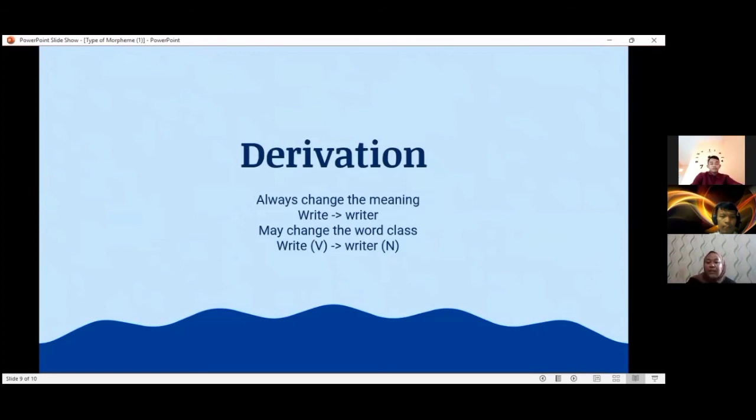And now derivation can also change the word class, but doesn't always have to do so. Likely and unlikely remain adjectives even though there is derivation, whereas with writer we see a change in word class from the verb to write to the noun writer. Derivation always changes the meaning. Write becomes writer and may change the word class. Write is a verb, becoming writer as a noun.